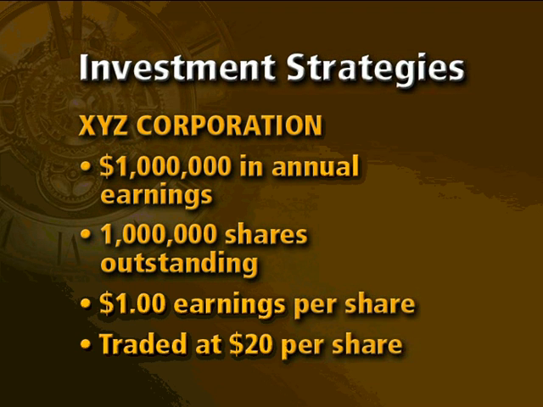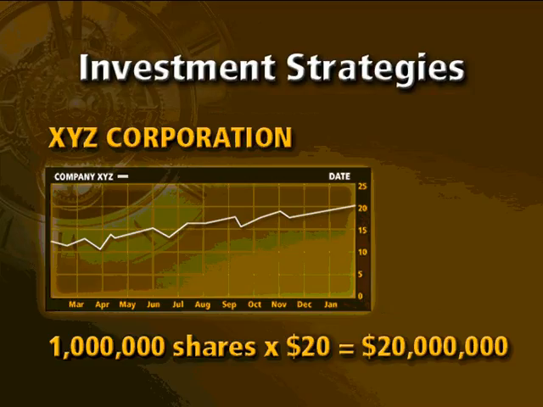For example, a public company called XYZ Corporation has $1 million in annual earnings and 1 million shares outstanding, and therefore has $1 per share in earnings. That's $1 million in earnings divided by 1 million shares. It trades at $20 per share and therefore has a market capitalization of $20 million. That's 1 million shares times the value of each share, $20.